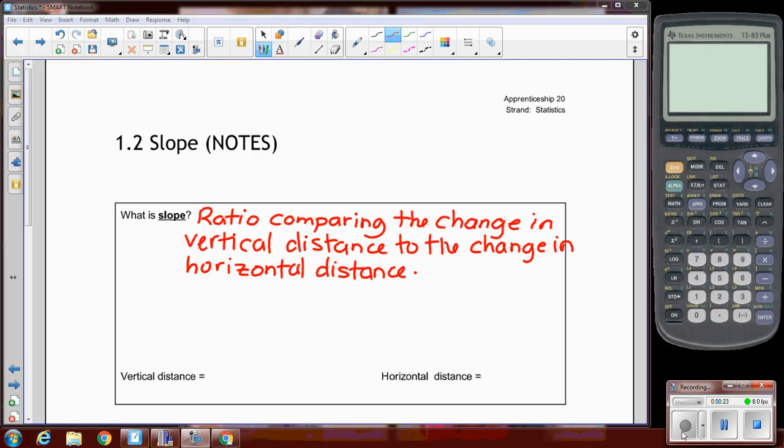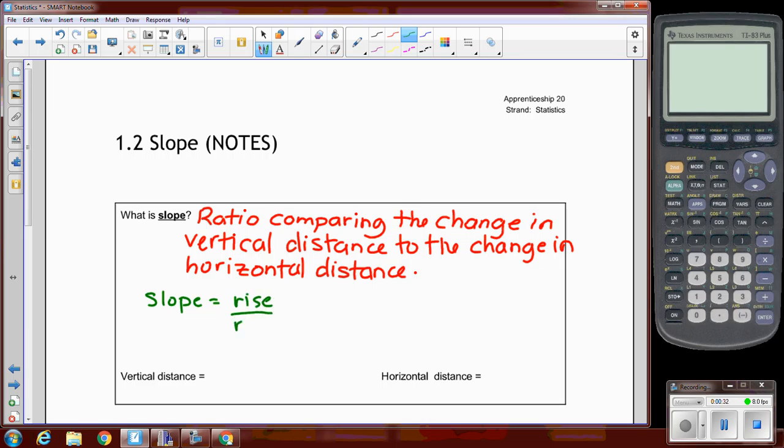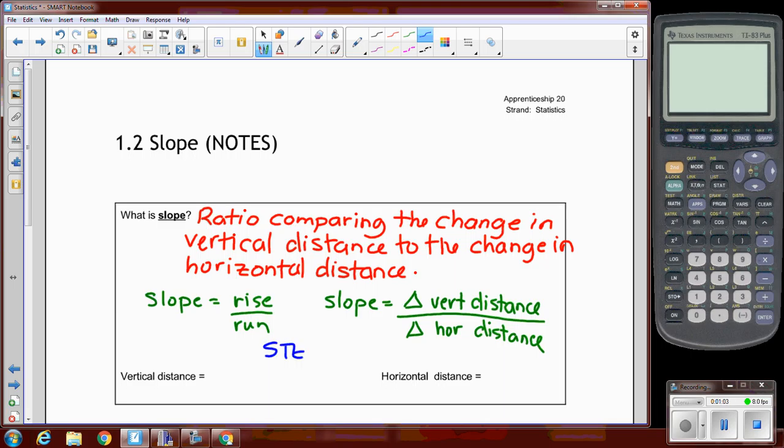In science class, most likely you learned that slope equals rise over run, which is true, and we're going to use that a lot too. Another way that we can look at this is slope equals the change, which is delta, in the vertical distance compared to the change, delta, in the horizontal distance. And the most common word that you'll see to describe slope is basically steepness.